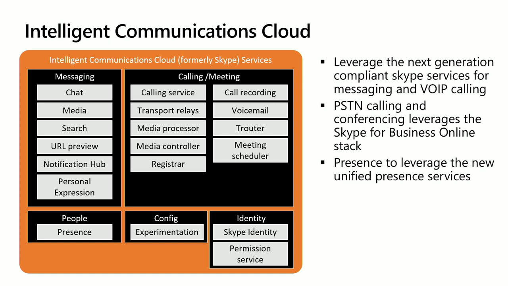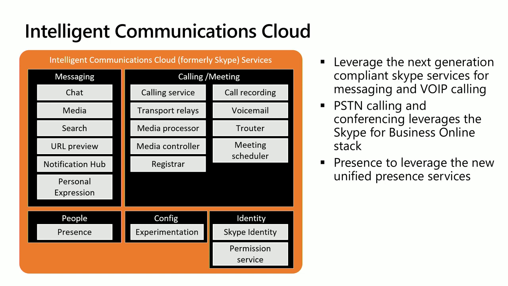So briefly, these are the next generation, the evolution of the Skype services that we use for messaging and voice over IP calling. This is where the PSTN, the telephone network integration code is, and that also uses the Skype for Business online stack. It's the same thing here. And then there's unified presence, which we'll be talking about in more detail later, but this is actually how we do presence both within Teams, but also across Skype for Business and Teams clients.